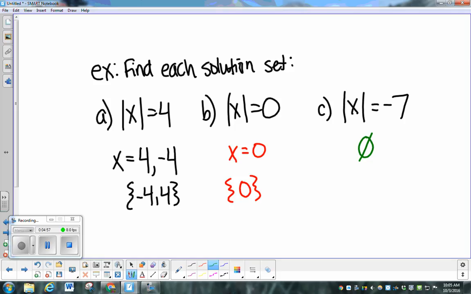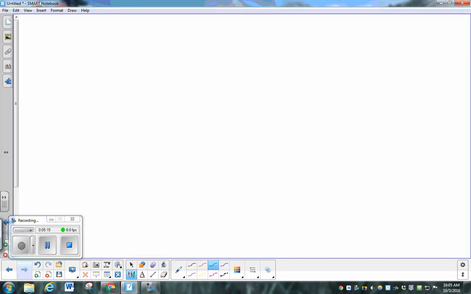And if we think about it from the definition of absolute value, an absolute value's definition is that it's a distance from 0. Can something be negative 7 units away from something? Not on planet Earth. No, we're not going to use imaginary. All right, so let's do another example. We're going to make it slightly more difficult.